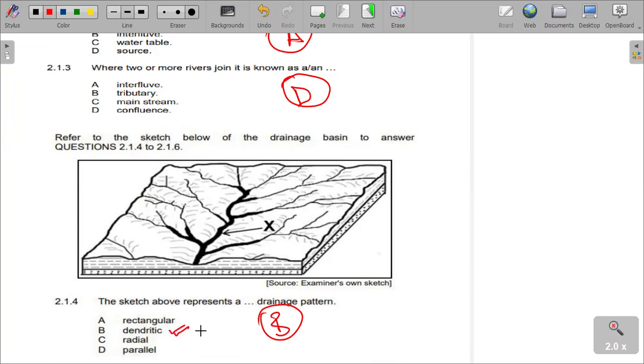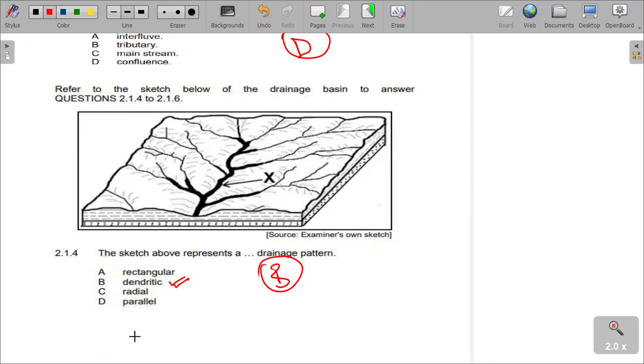Here the streams deviate from a high central point. There is a high-lying area from which the streams divert, running the water off that area. With a rectangular pattern, the streams flow in a rectangular way, forming a different structure, unlike this one, which resembles the branch of a tree and is called a dendritic drainage pattern.